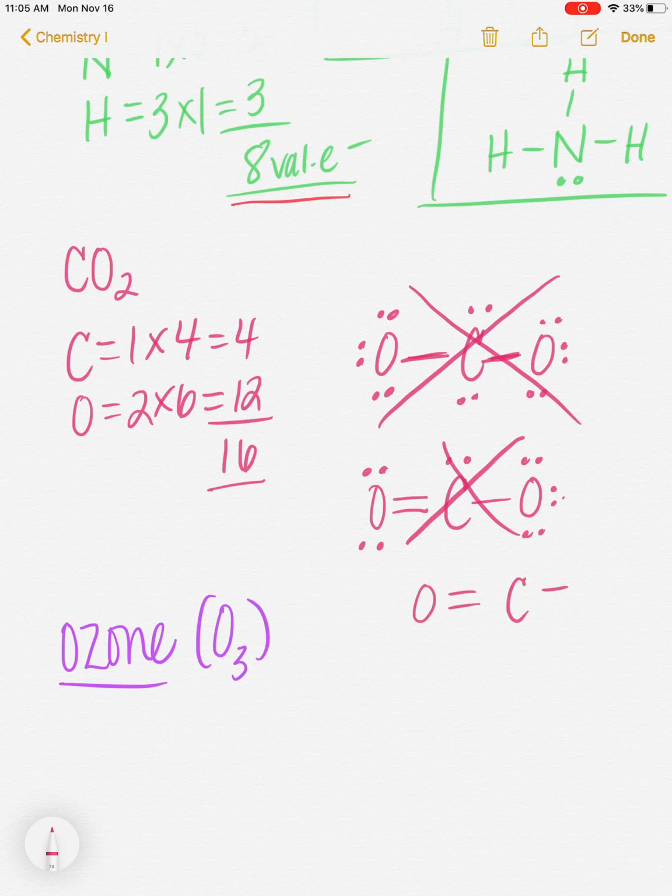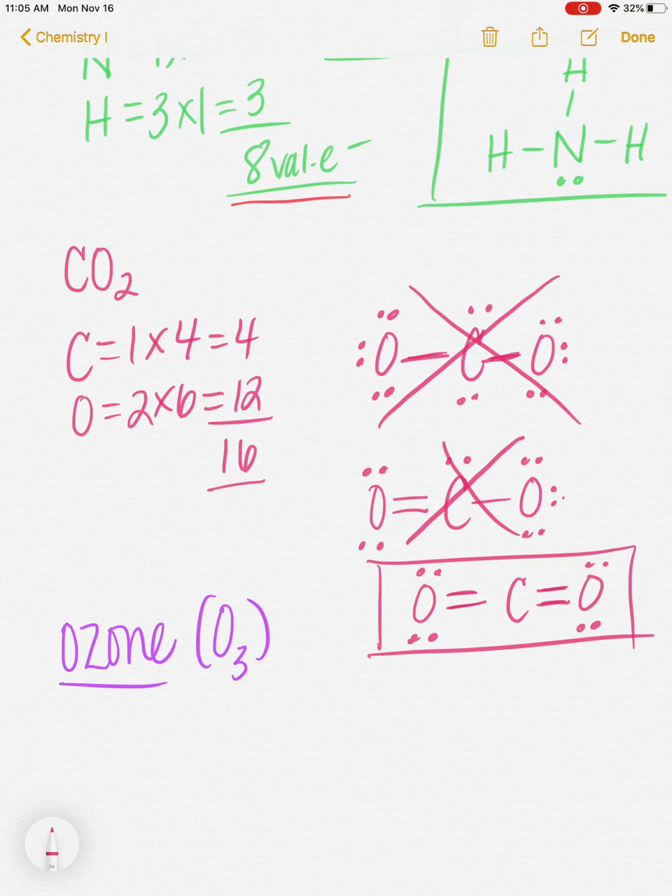Well, what about if we put double bonds to each of the oxygens? In this case, the left oxygen is going to need 4 dots around it, so will the right one. And if I count up around carbon right now, it's got 2, 4, 6, 8 electrons, so it has an octet without adding any dots to it. Did we use 16 total? 2, 4, 6, 8, 10, 12, 14, 16.